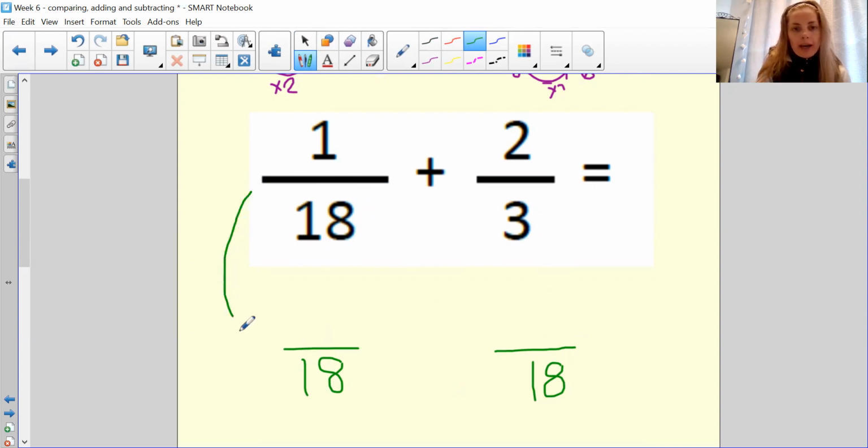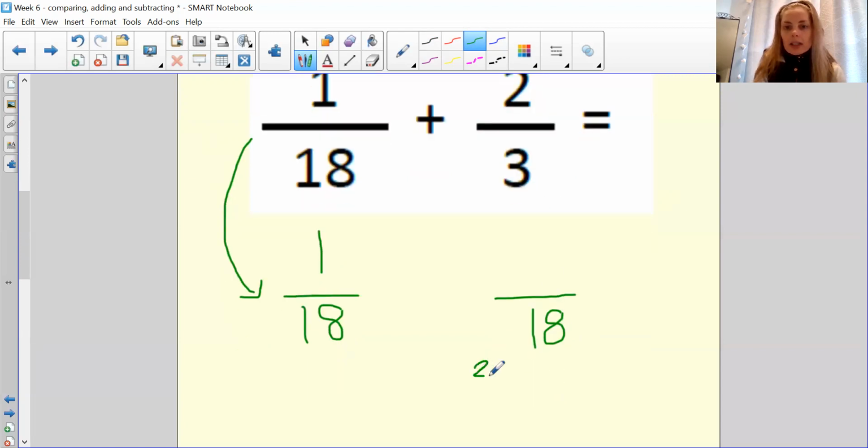Right. Now I'm going to make an equivalent fraction. So I'm going to draw the arrows going down. And I'm going to say, what did I do to 18 to get 18? I did nothing. So what must I do to the 1? I do nothing to the 1 as well. Now this one, I have changed it. I've gone from 3 to 18. So if it's going to help you to write it, okay, like we've been doing, and we do our missing values.